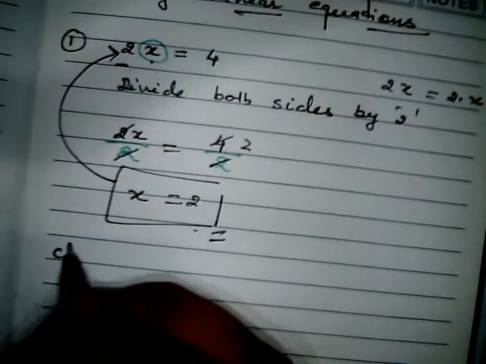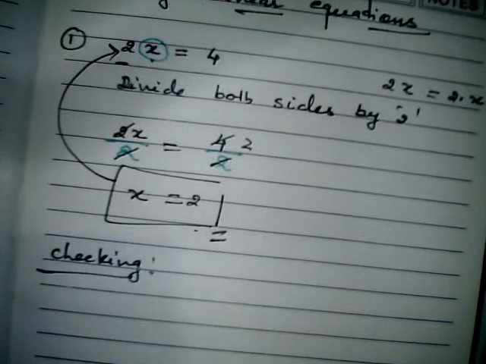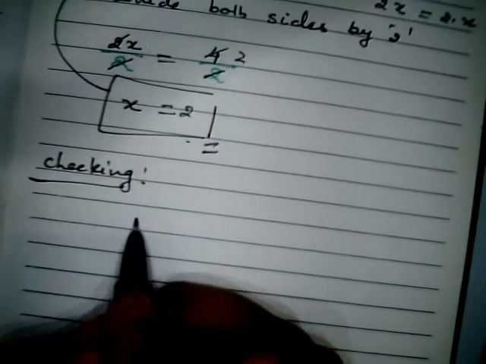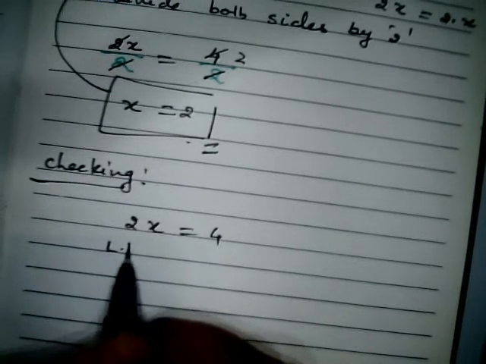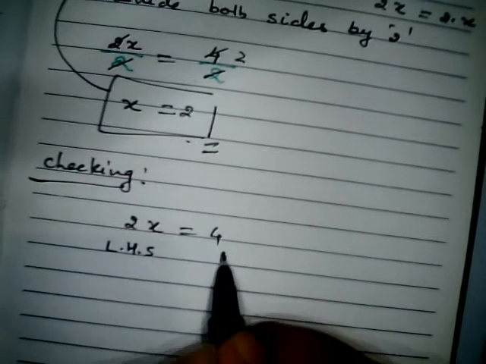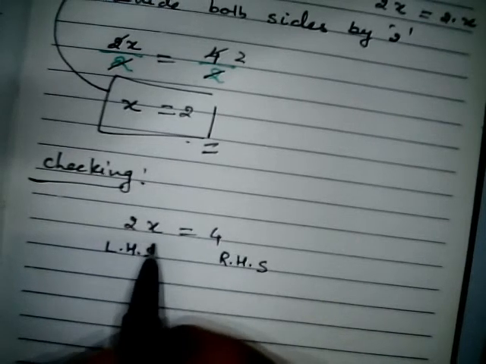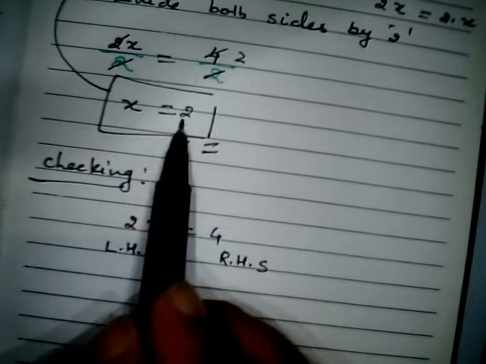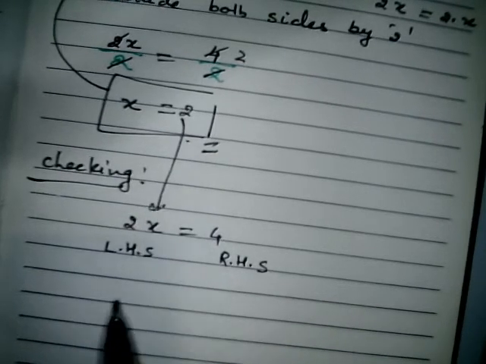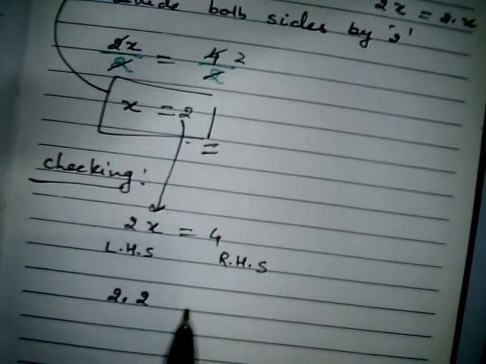Checking our solution. So this is our equation, 2x equals 4. This is the left hand side part and this is the right hand side part. On this side only the variable is involved, so I need to plug in this value of x which I have calculated over here. So 2, and what is the sign? I told you if there is no sign it means multiplication sign, equals 4. So 4 equals 4.